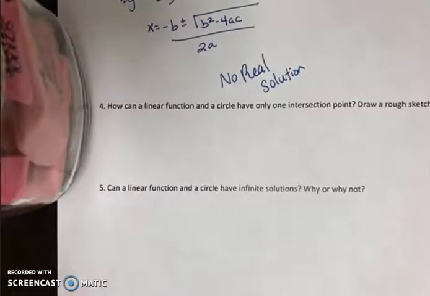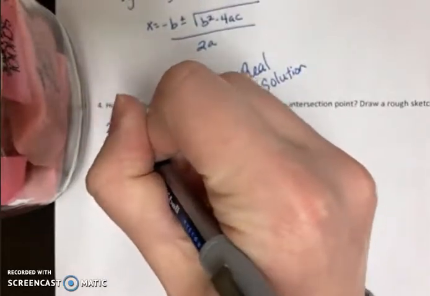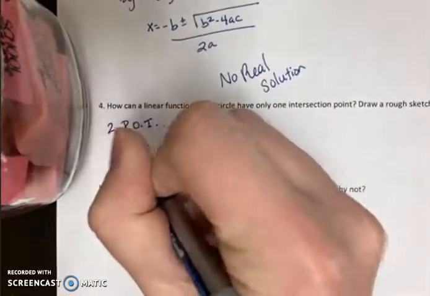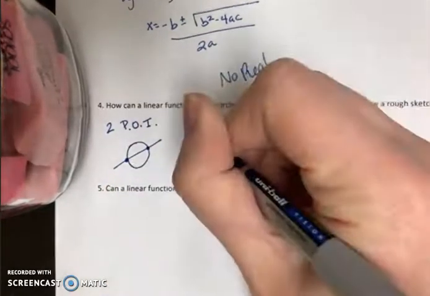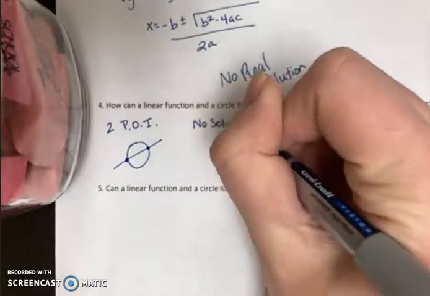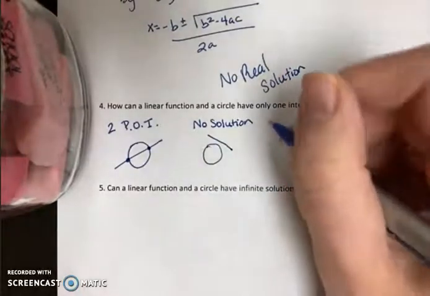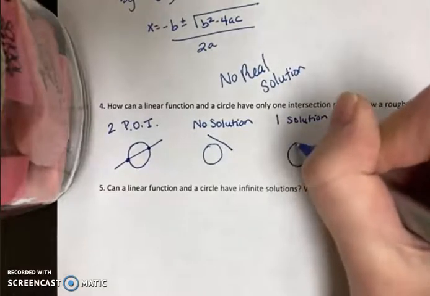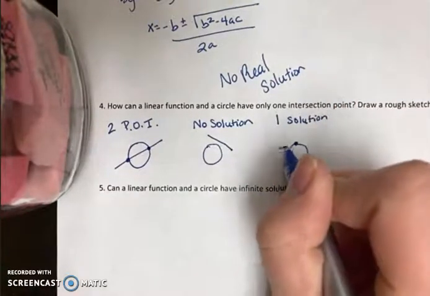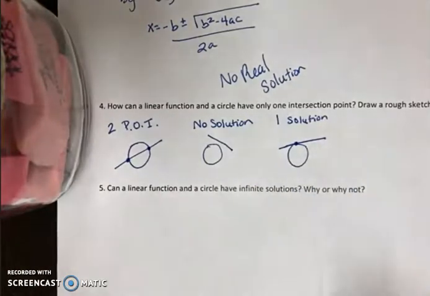Number 4 asks, how can a linear function in a circle have only one intersection point? Draw a rough sketch. So far you've seen 2 points of intersection, because if I have a circle and a line, it intersects twice, like this. You've also seen no solution, which is where we have a circle and a line that does not intersect it. So if I only want one solution, it would have to be a circle where the line just barely touches it, but doesn't go all the way through. So just touches the circle.